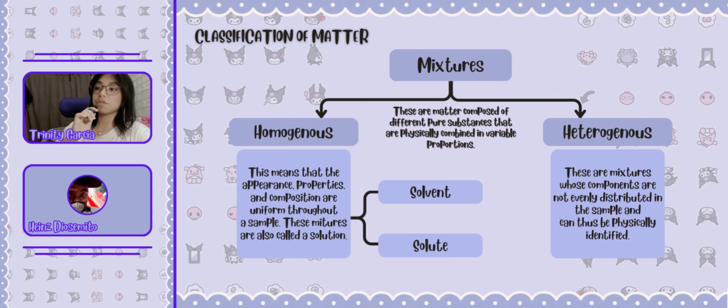Under solution, we have the solvent and the solute. Solvent does the dissolving, while the solute dissolves in the solvent. Now, when it comes to heterogeneous mixtures, these are simply types of mixtures that we can identify the elements of properly. So these can be physically identified.